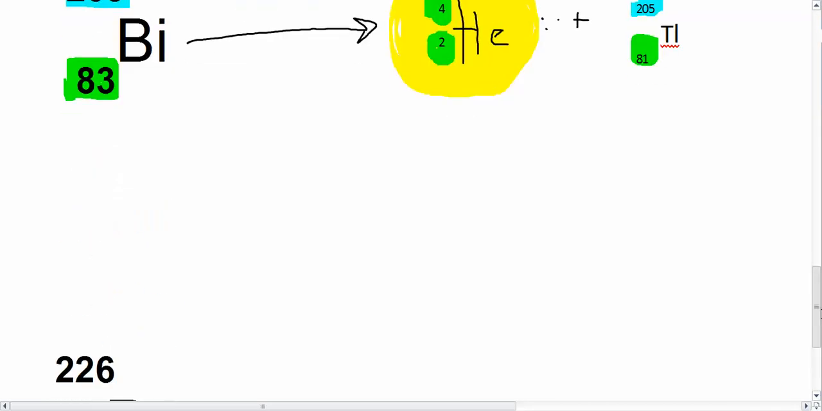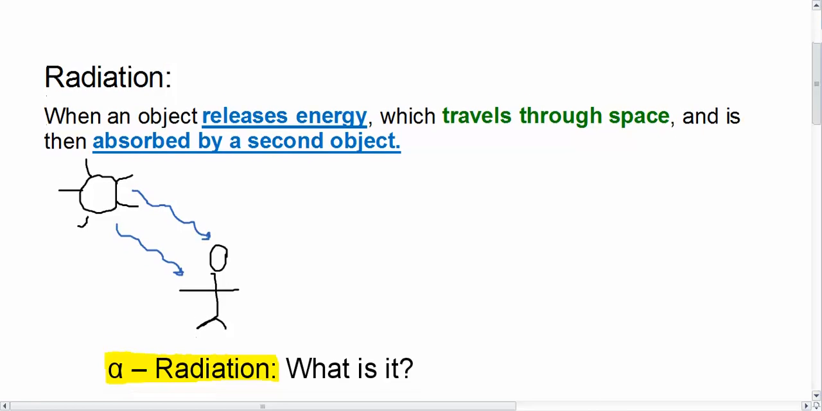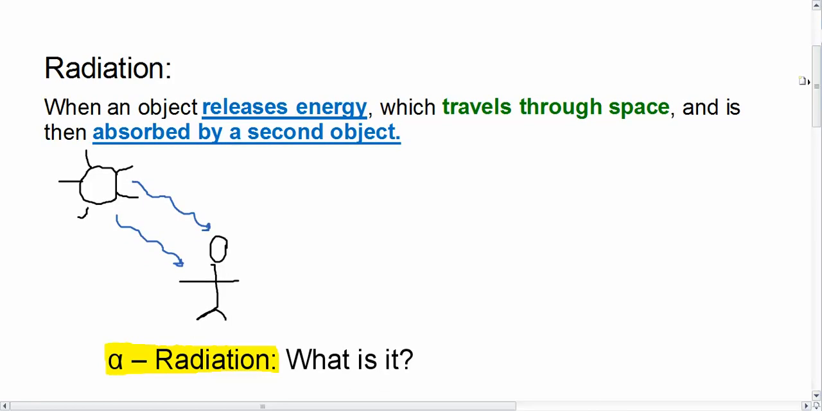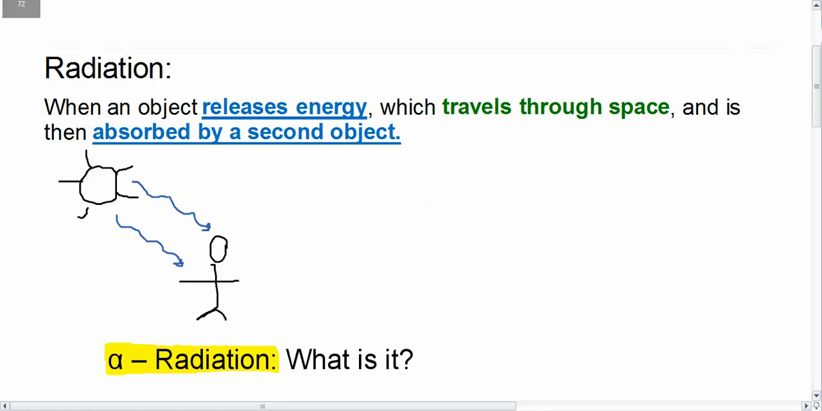So just to recap today's lesson, we talked about radiation. Radiation is when an object releases energy. That energy travels through space and is absorbed by a second object. That energy can be a wave, just like the sun rays giving me a nice tan, or it can be a particle. And today we looked at a type of particle radiation. We looked at alpha radiation.